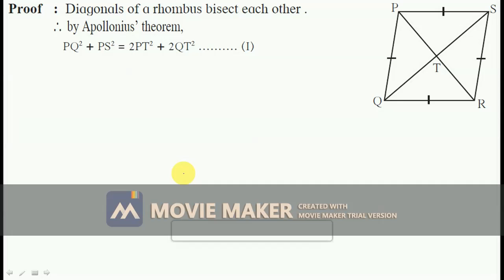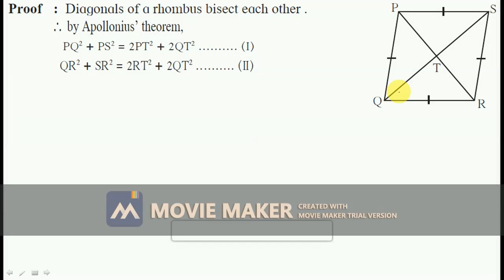PQ square plus PS square equals 2PT square plus 2QT square. It is the first equation. Now for the second equation, we can write QR square plus SR square equal to 2RT square plus 2QT square. Okay, guys, it is the second equation.